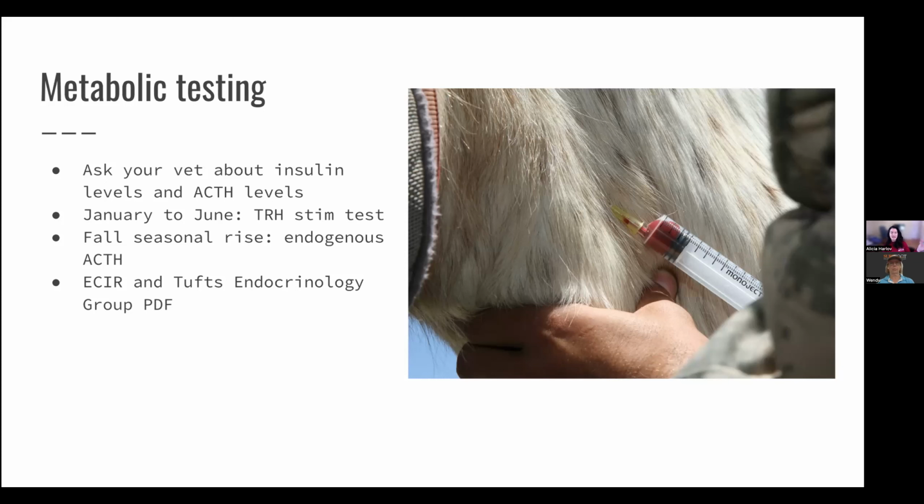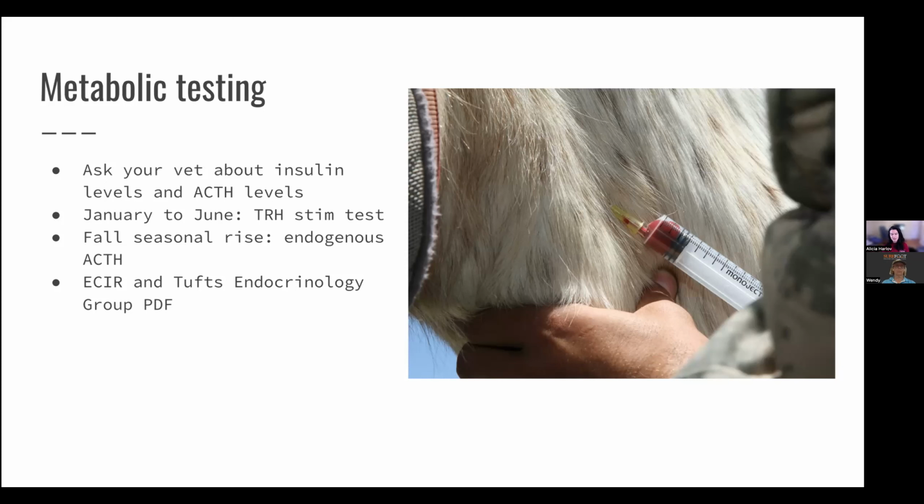That's where they'll take a baseline ACTH blood draw, and then the vet will inject a thyrotropin-releasing hormone, and they'll wait, I don't know, 10 to 20 minutes and let that hormone do its job, and then pull another ACTH blood draw to see how the pituitary gland responded to that hormone. And that can tell you how that pituitary gland is functioning.